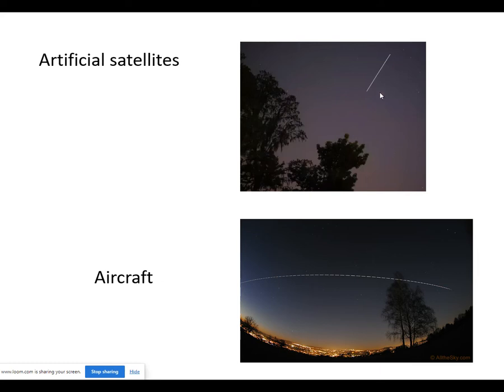Okay, artificial satellites you would see as a white line moving across the sky, a light moving across the sky, whereas aircraft you'd see blinking. So that's how you tell the difference. They'll flash on and off.